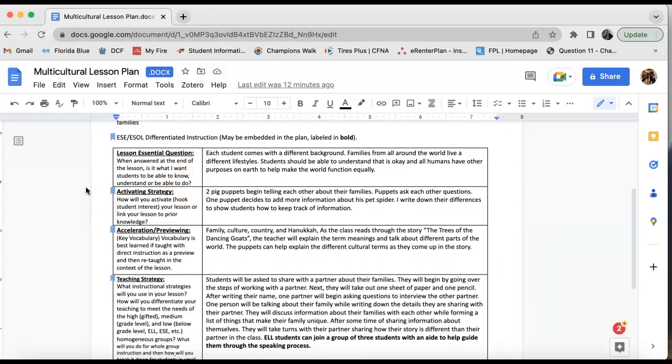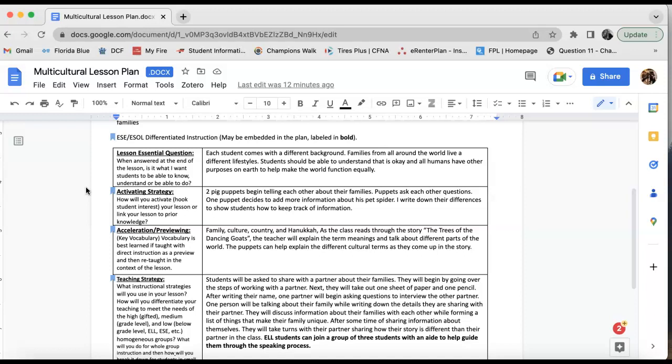My essential question will be to have the students think about how each student comes with a different background. Families are all over the world and they live in different lifestyles. So students should be able to understand that that is all okay and that humans have other purposes to live so that the world can function equally and it makes the world go round.